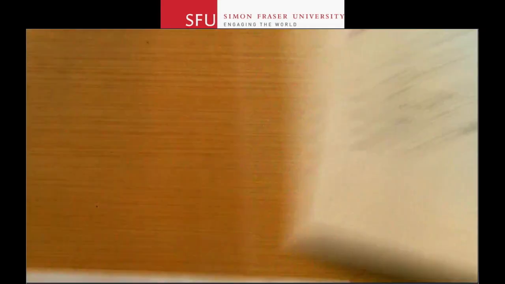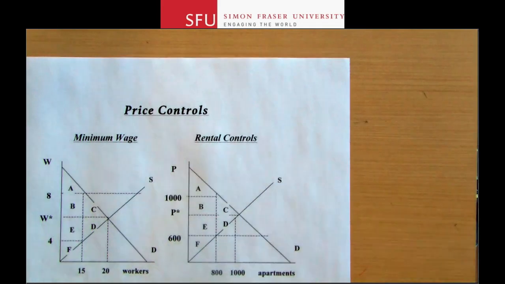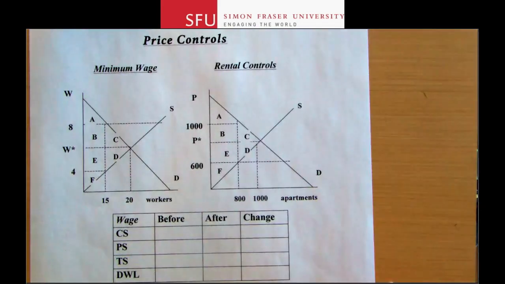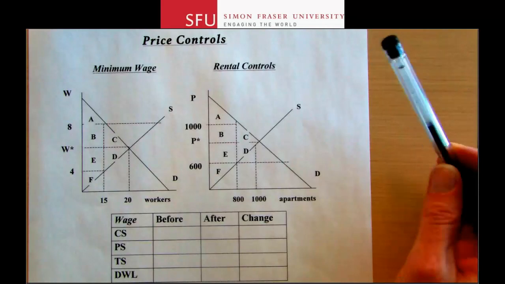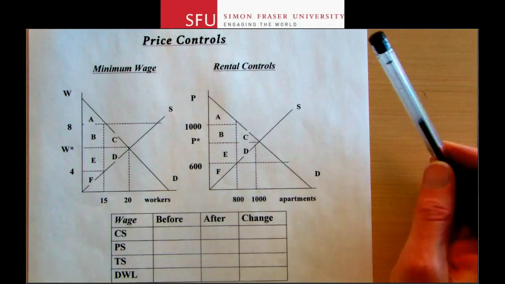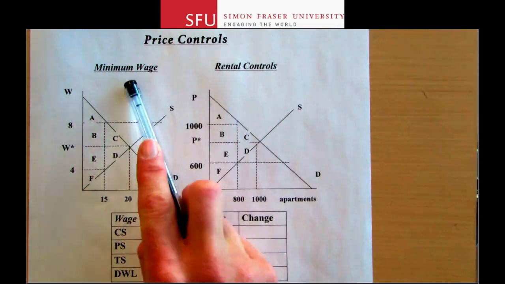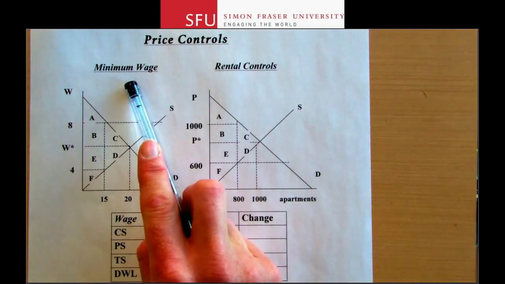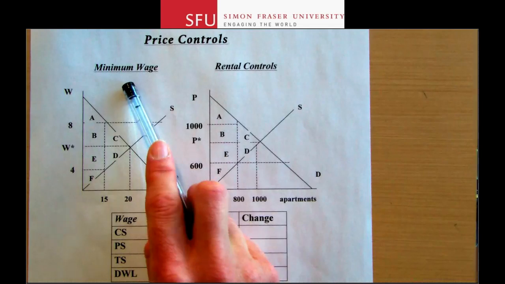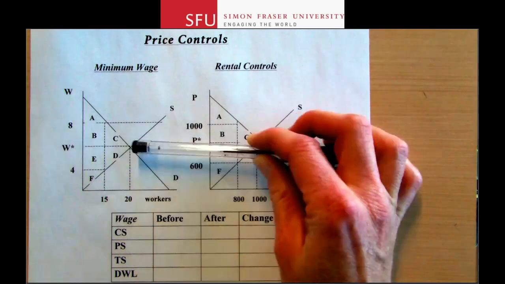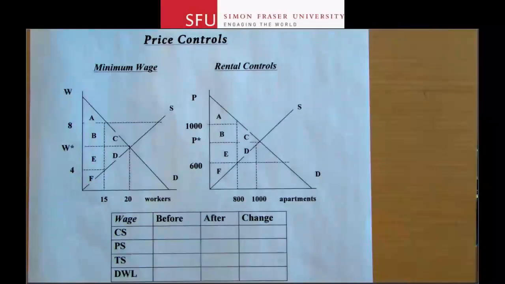All right. Okay, so now price controls. Price controls were when the government felt that the equilibrium price was too high or too low. So minimum wage was an example of a price floor where they push the price up.